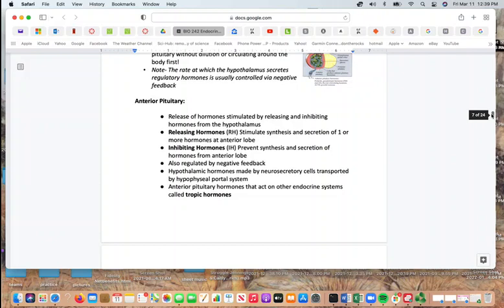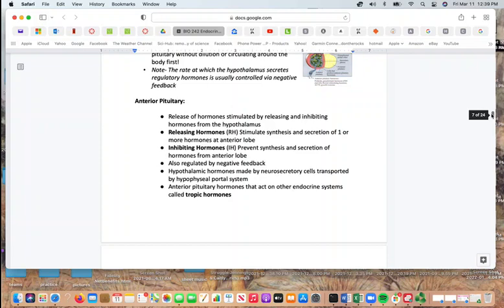So the anterior pituitary releases a lot of hormones that are going to be stimulated by a releasing hormone that will come from the hypothalamus, and then you'll have an inhibiting hormone that will come from the hypothalamus that will shut it down. So a releasing hormone is going to stimulate synthesis. An inhibiting hormone is going to prevent synthesis.